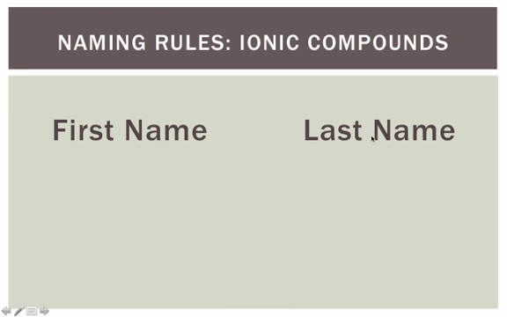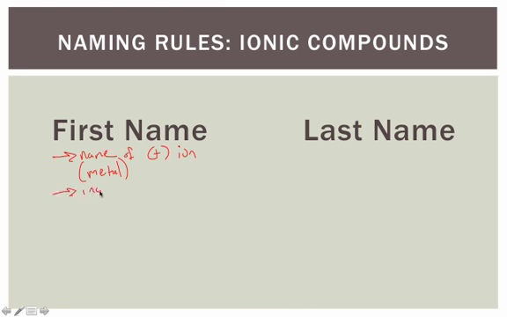Just like with other types of compounds, ionic compounds have a first name over here and they have a last name over here. Underneath each of these, I'm going to write some instructions as to what the first name and last name are actually going to be. In the case of the first name, it's going to be simply the name of the positive ion, which in this case is always going to be our metal. And that's pretty much it. No changes, no modification, just going to be the name of that positive ion.